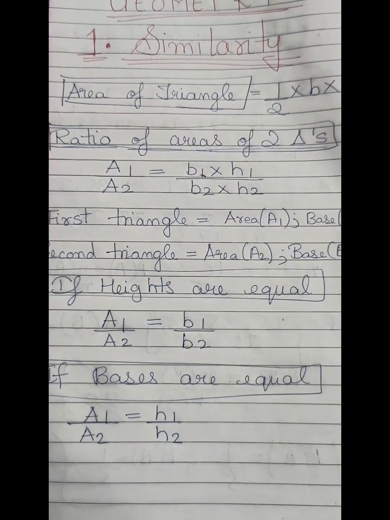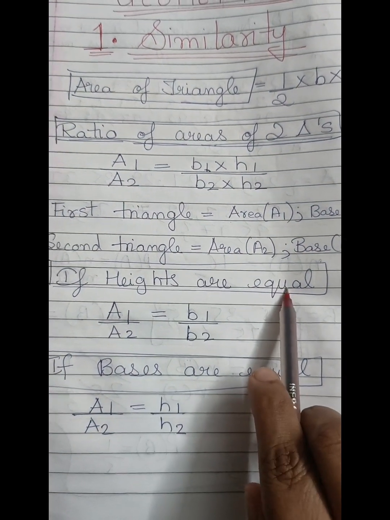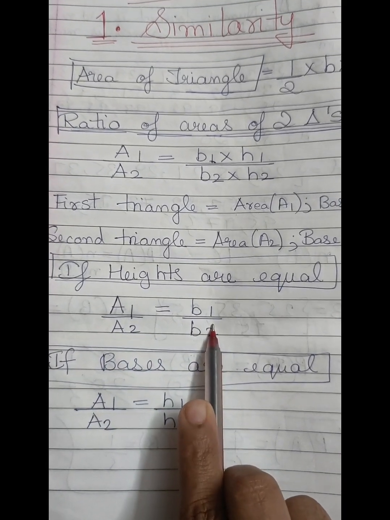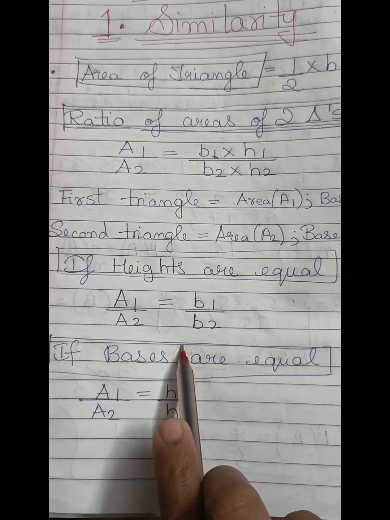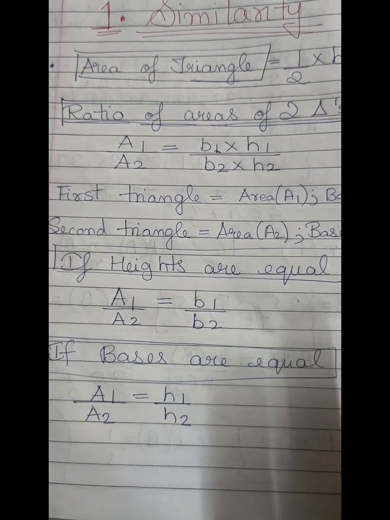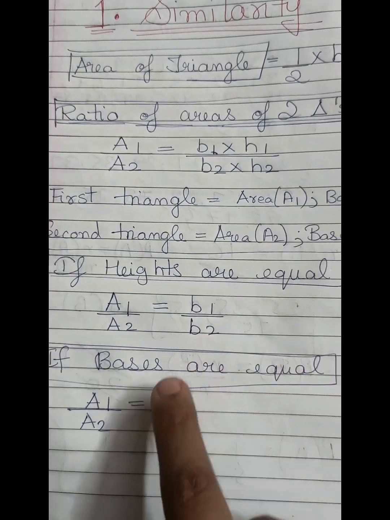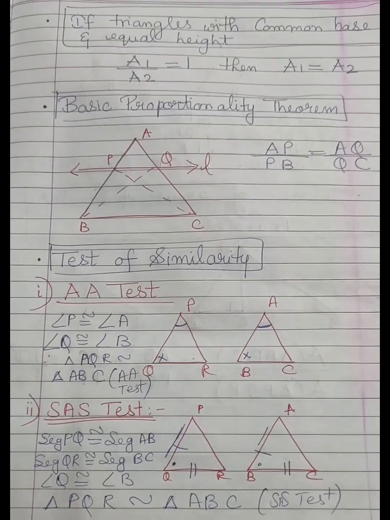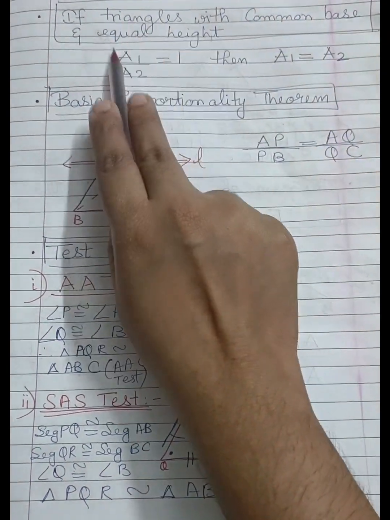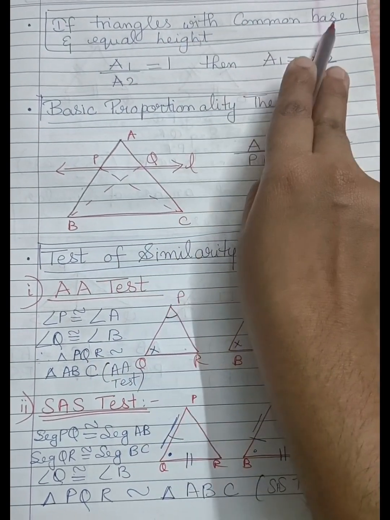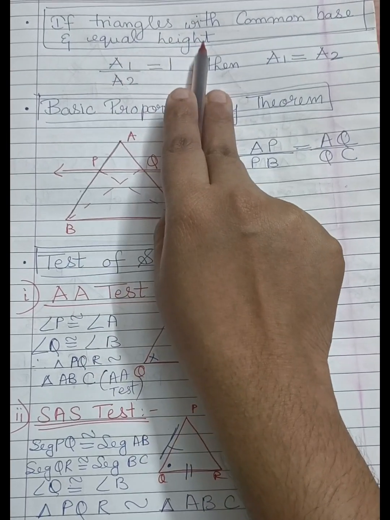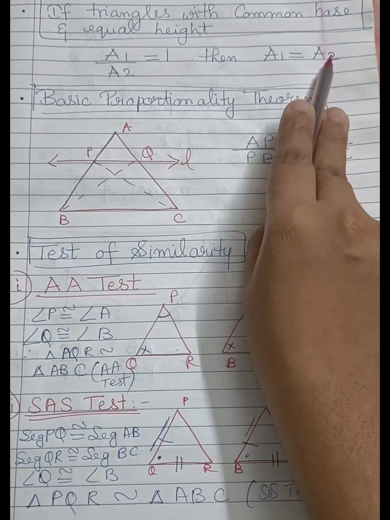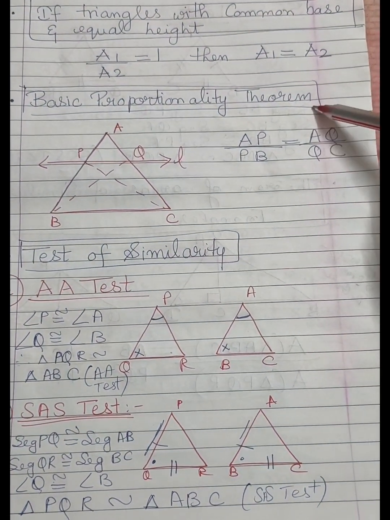Okay, in this type, if the heights are equal, then you would have area 1 upon area 2 is b1 upon b2. If the heights are equal, then the bases would be, we can find the area. And if the bases are equal, then height is used to find the area of the triangle. The next formula is if the triangles have common base and equal heights, a condition where bases of both the triangles are equal as well as the height is equal, then the areas would be also equal. Then you need to do BPT theorem.